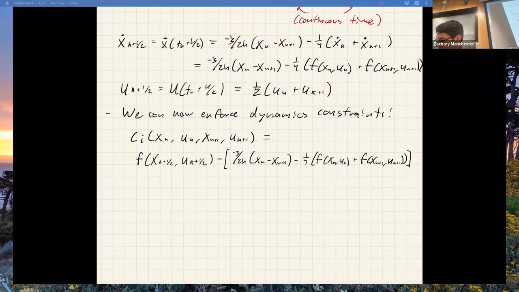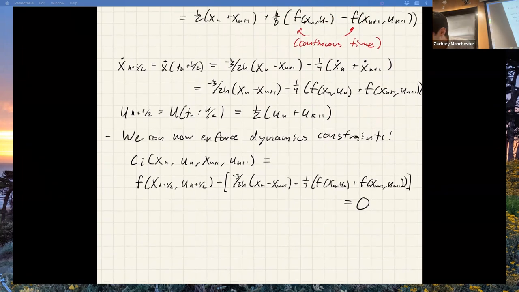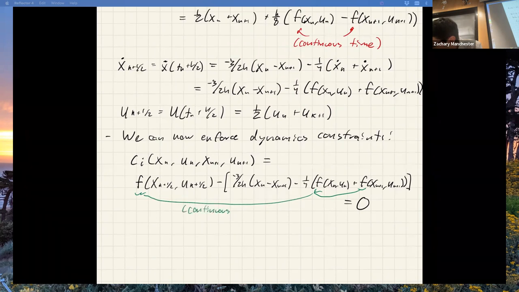So this whole mess equals zero. And remember, these are all continuous dynamics, right? That should also be noted. Okay, cool. Questions about that? It's a lot of annoying algebra, but the big idea is plug in the spline, figure out the value of the spline at the midpoint, and set the dynamics equal to that.